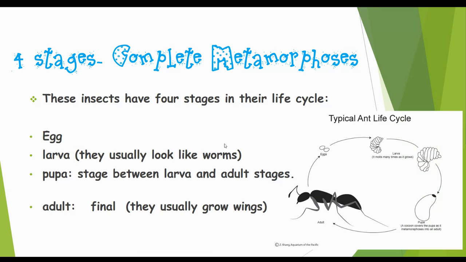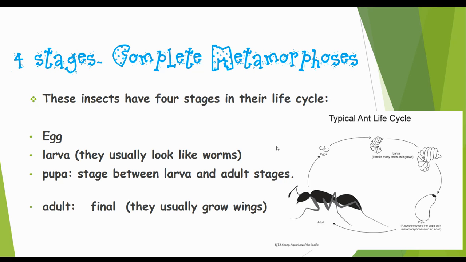So one of the differences in the animal life cycle is the stages. So there's two groups. One group of animals will have 4 stages, which is called a complete metamorphosis. And then there's another group of animals, or insects, that will have 3 stages, which we will see on the next slide.